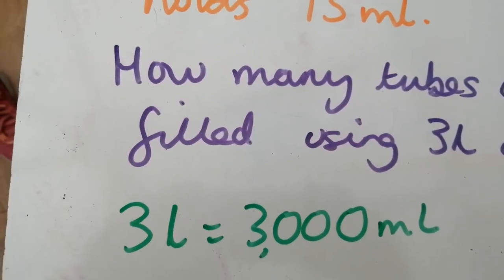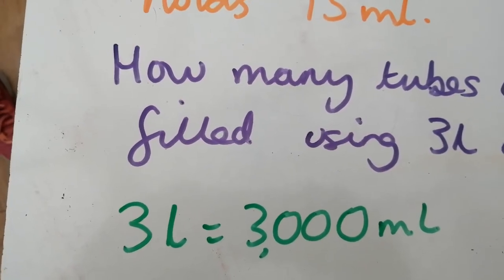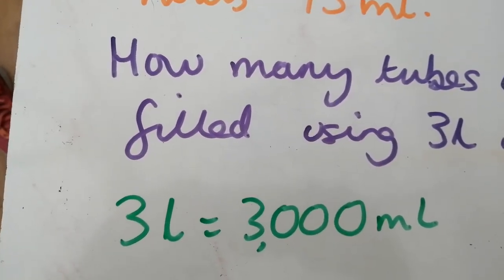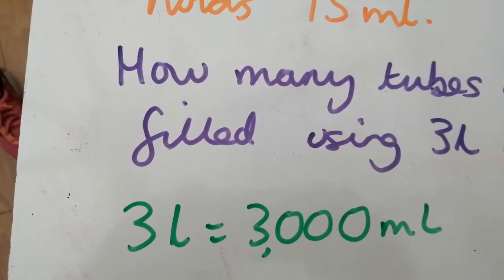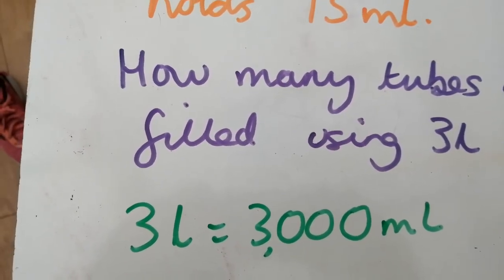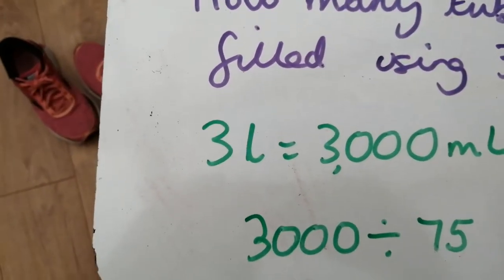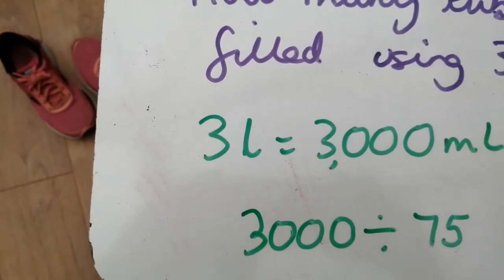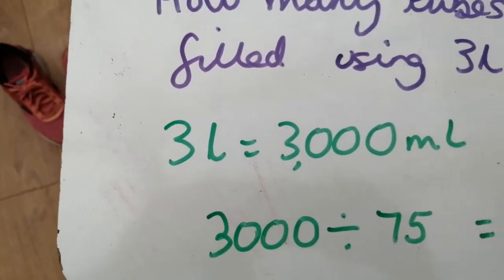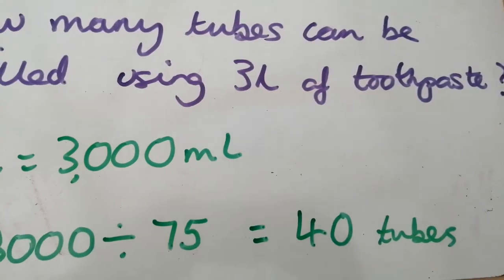First, I would suggest converting your litres into millilitres. So 3 litres is 3,000 millilitres. And then the operation you're going to need is division. So if you divide 3,000 by 75, by whatever method you like, you should get the answer of 40 tubes.